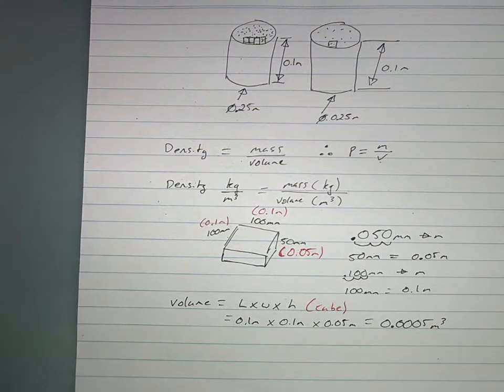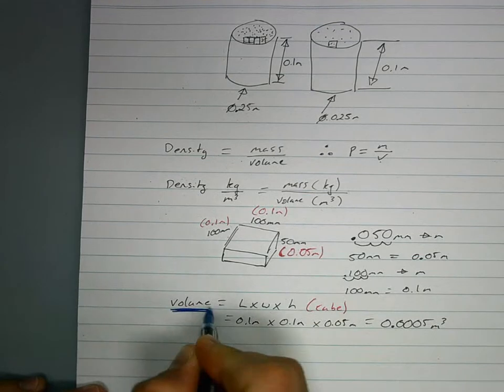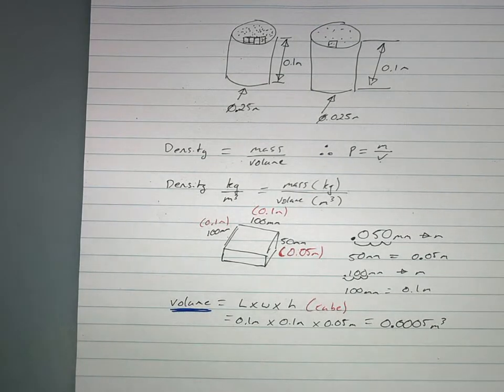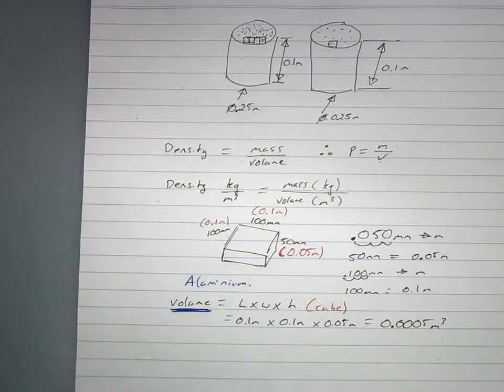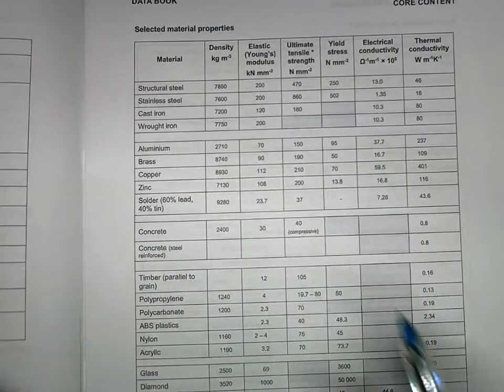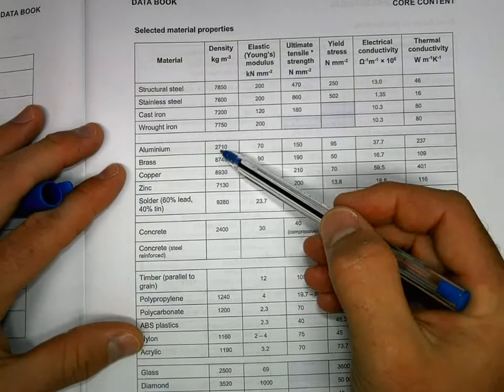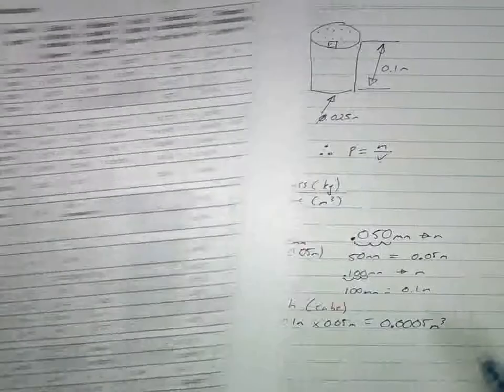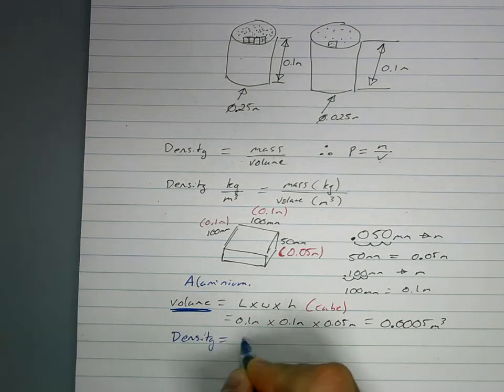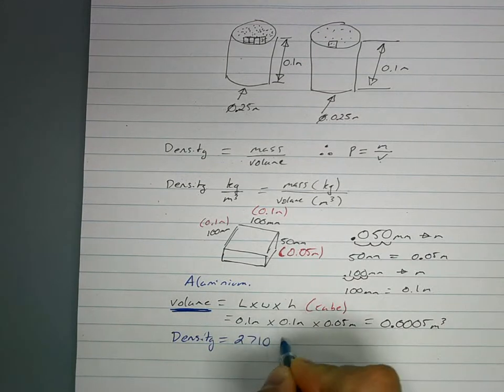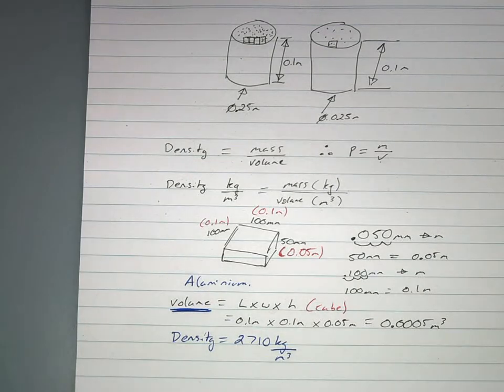Alrighty, now have a look. We now have the volume of this box. Now this box is made from aluminium. So let's check our list here. Aluminium density is 2,710 kilograms per cubic meter. So density is equal to 2,710 kilograms per cubic meter. We want to know how much this will weigh.